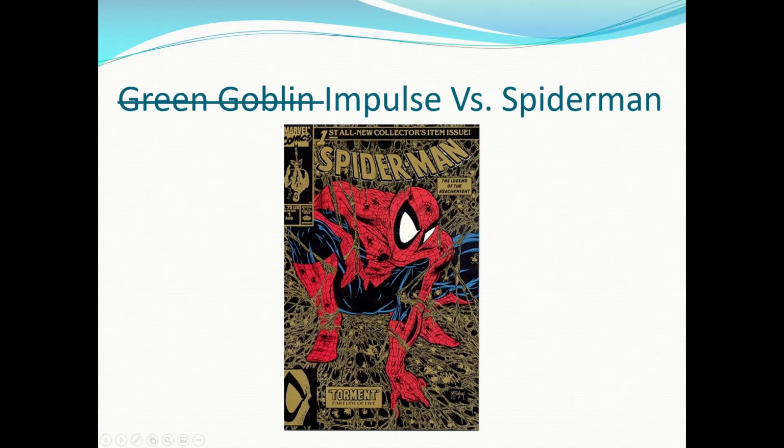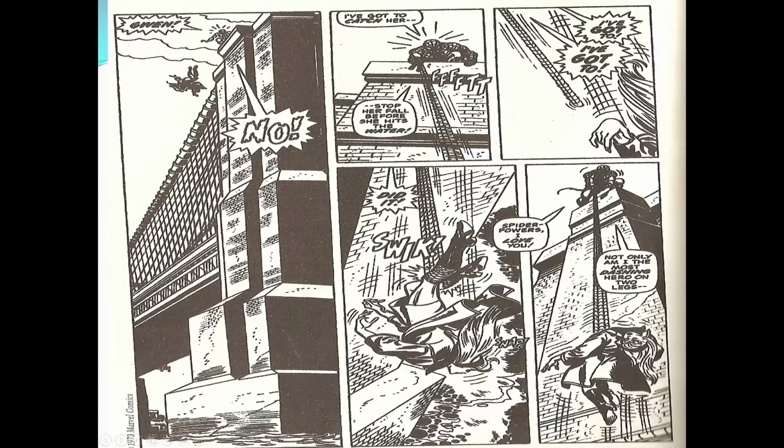Okay, so we're going to look at a Spider-Man comic. It's Green Goblin versus Spider-Man, but what it actually is, is Impulse versus Spider-Man. So here's Gwen Stacy, Spider-Man's girlfriend, being thrown off a bridge by the Green Goblin. And Spider-Man says, "Gwen, no, I've got to catch her." That's his webbing. "Stop her before she hits the water. I've got to. I did it." Swick, right? Caught her around the legs.